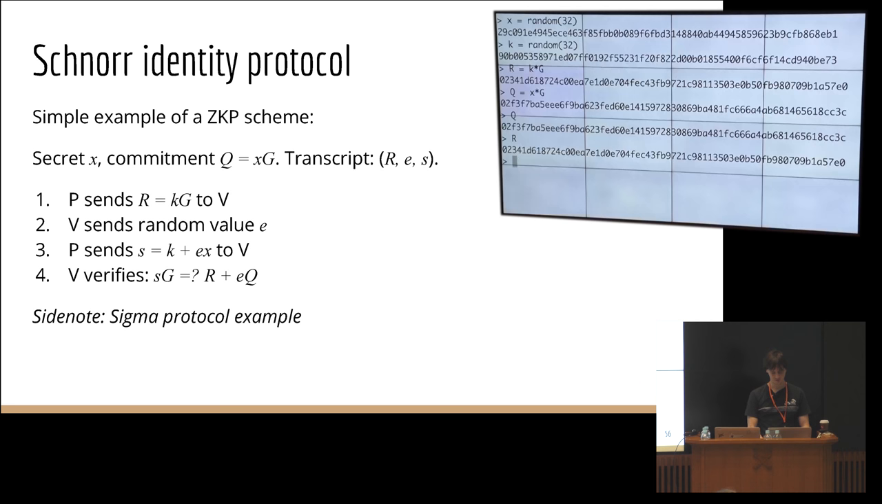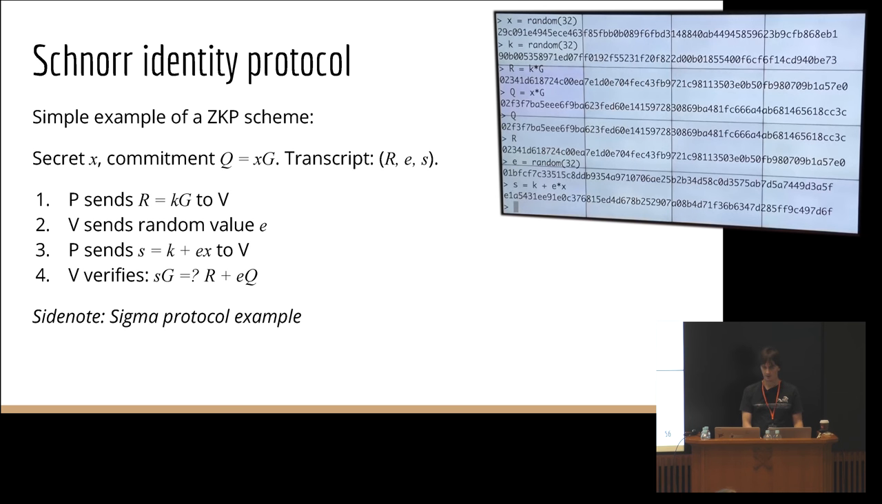Now V creates E. It's important that V creates E after I send R, and sends that to me. So now the verifier has sent E back to me. And now the prover calculates S, which is K plus E times X. That's S. All right, and now V verifies.